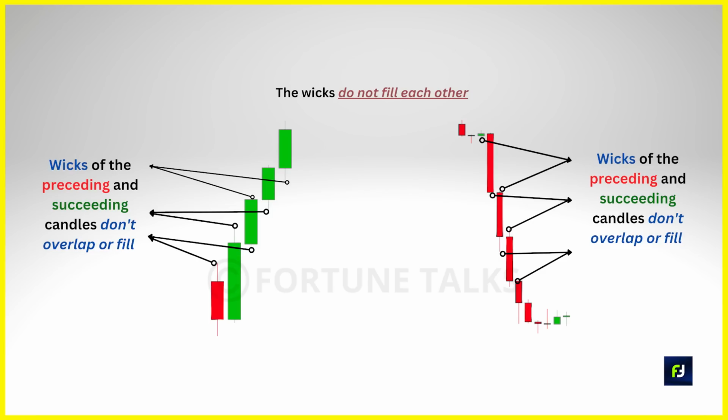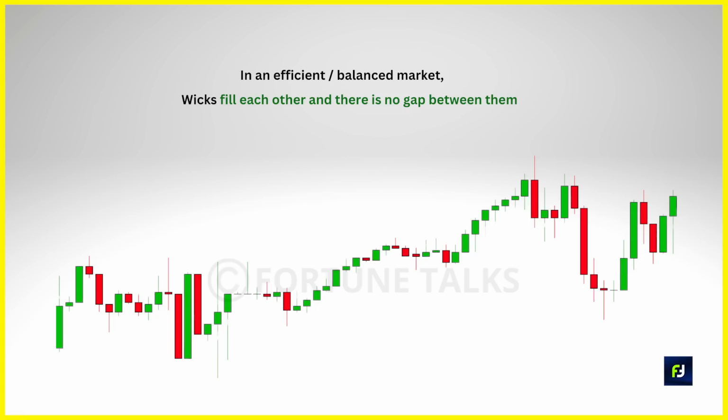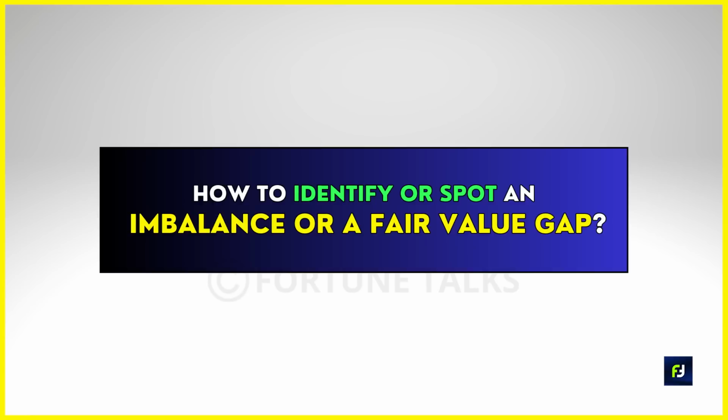Another thing to note is that the wicks do not fill each other. And if they do, then it is healthy price action or efficient price action and not really an imbalance. So to put it simply, market inefficiency occurs when the wicks are separated by a distance or a gap and they do not meet. While an efficient market, on the other hand, is one in which the wicks do not have a gap between them and they actually meet. This brings us to the next important point.